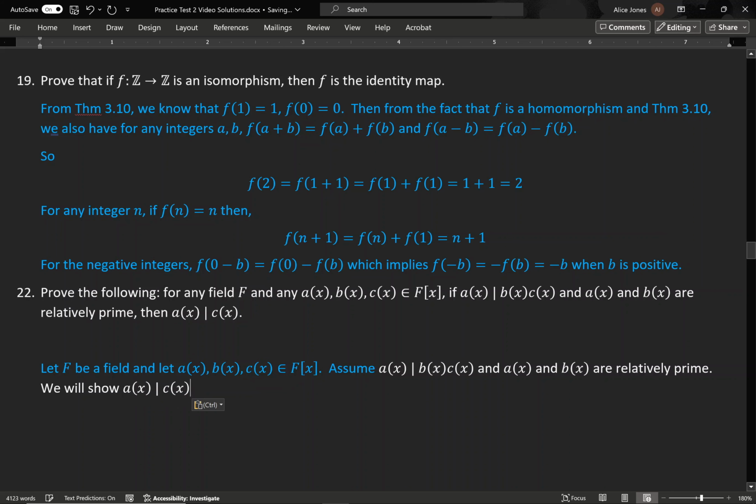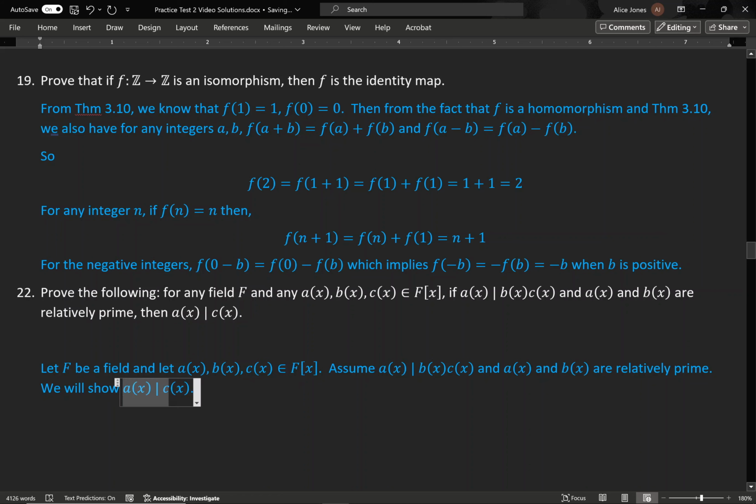Okay, so let me look at what I have here and think about it a little bit. So we're assuming this. I can get one equation from this. And we're also assuming a(x), b(x) are relatively prime. There is an equation I can write from that: a linear combination of a(x) and b(x) equals 1.